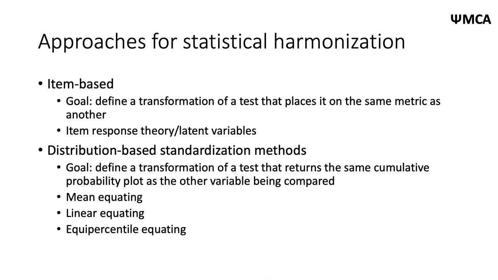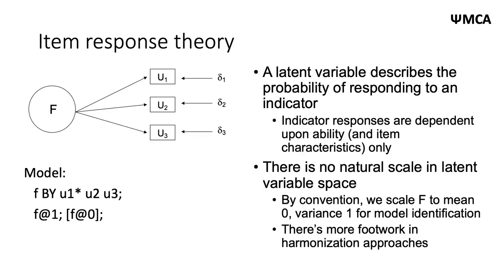So the goal of item-based harmonization is to define a transformation of a test that places it on the same metric as another. And we use multiple different test items and indicators for that. And our example there is item response theory. So I'm going to go over that for a little bit.